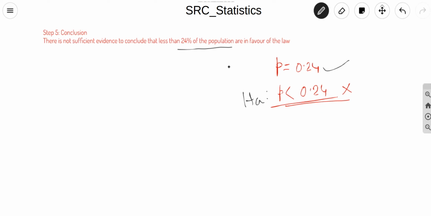Okay, hope you understand both approaches to this hypothesis testing problem. And I think it is helpful to you.